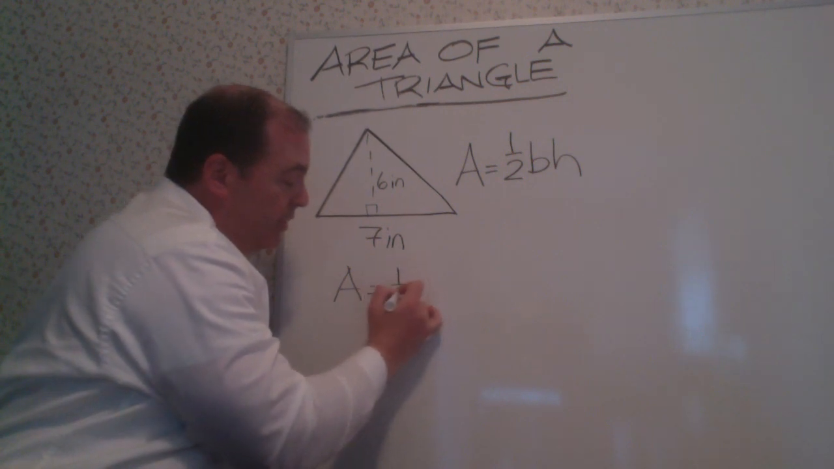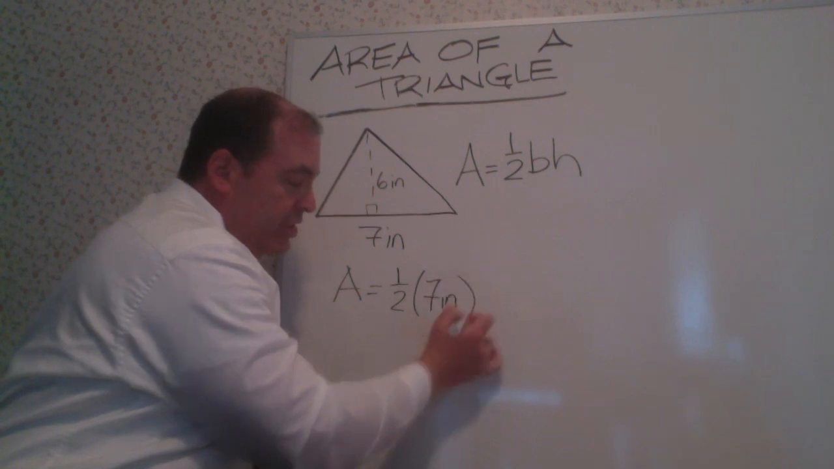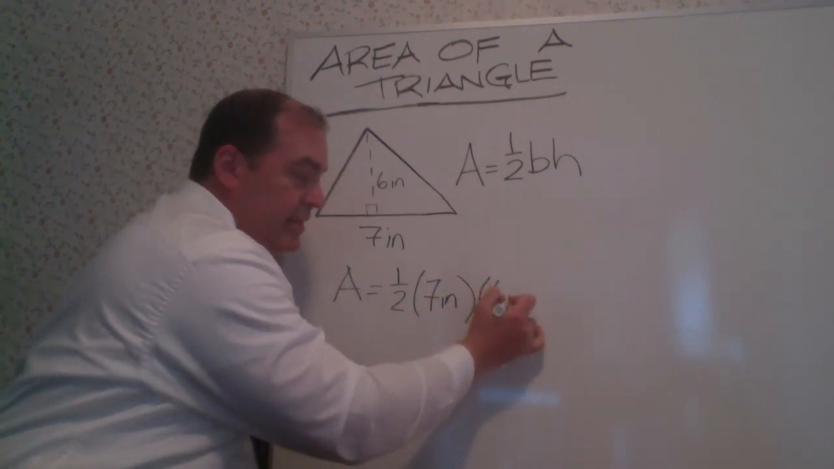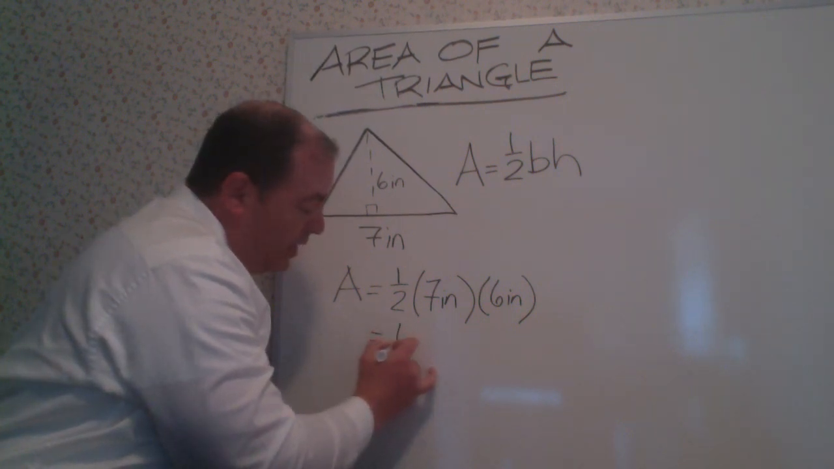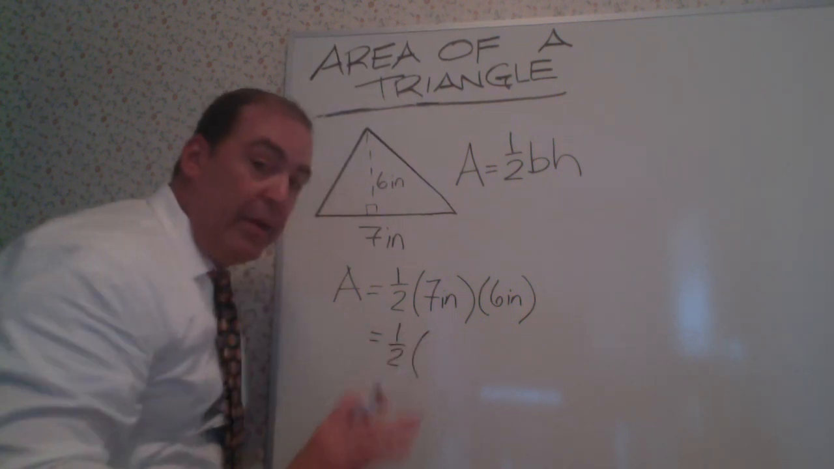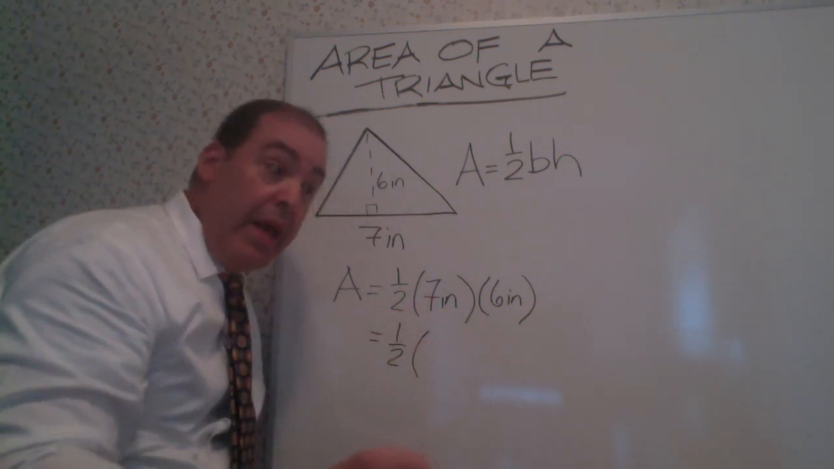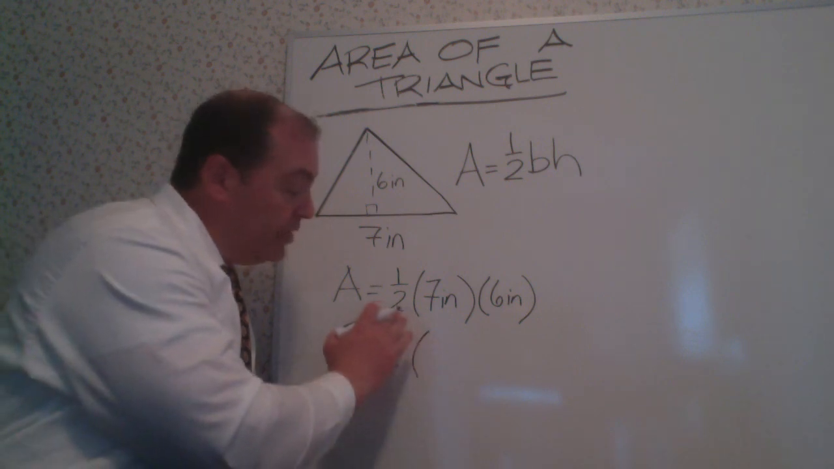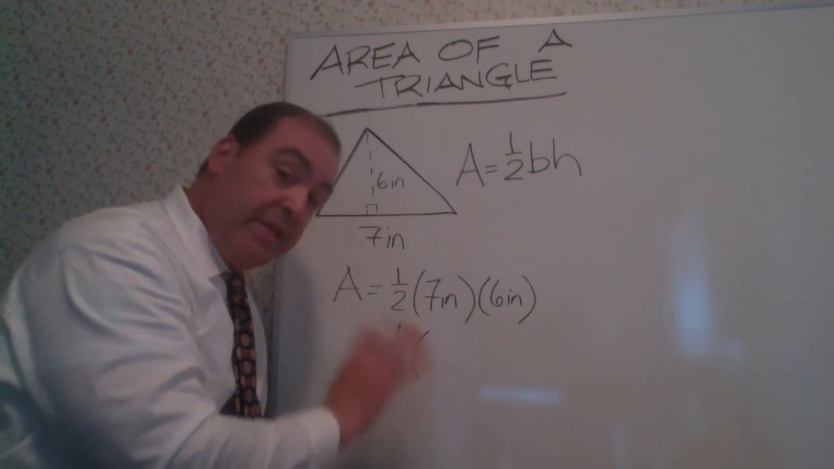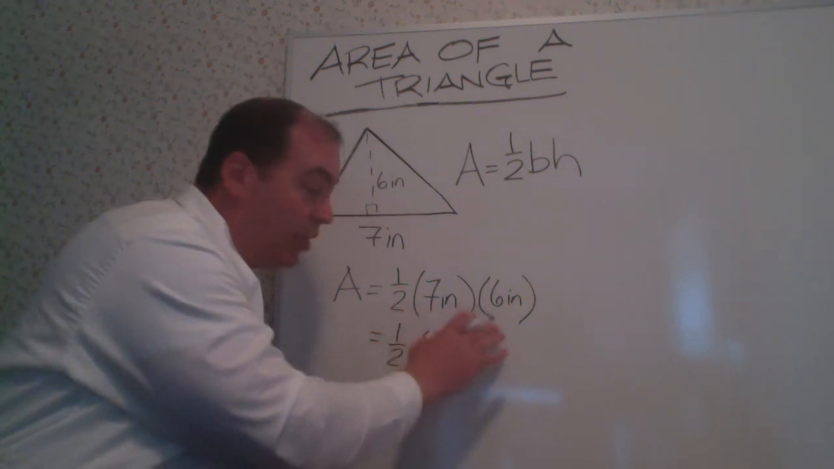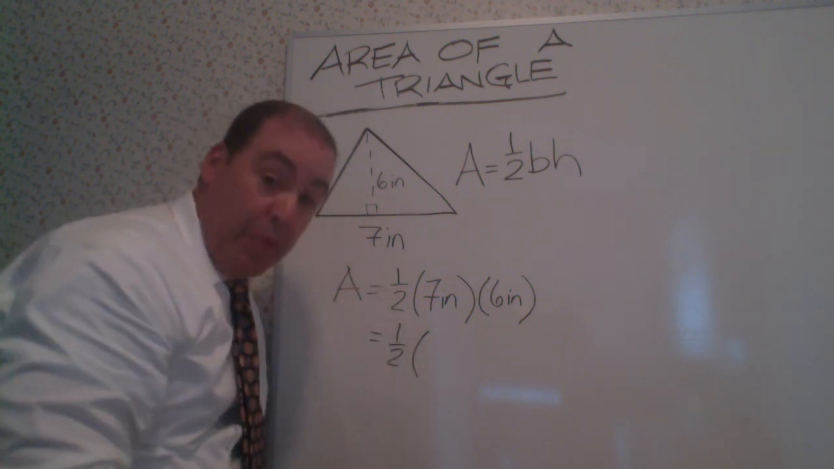So let's write our formula. 1 half base, 7 inches, times height, 6 inches. Are you with me? 1 half. Okay, now what I like to do is start with the base and multiply it first with the height. And you say, Mr. Eckel, order of operations says that I should start from left to right, and you would be correct. But in this case, it's multiplication. So I would start with the whole numbers first, and then deal with the 1 half.